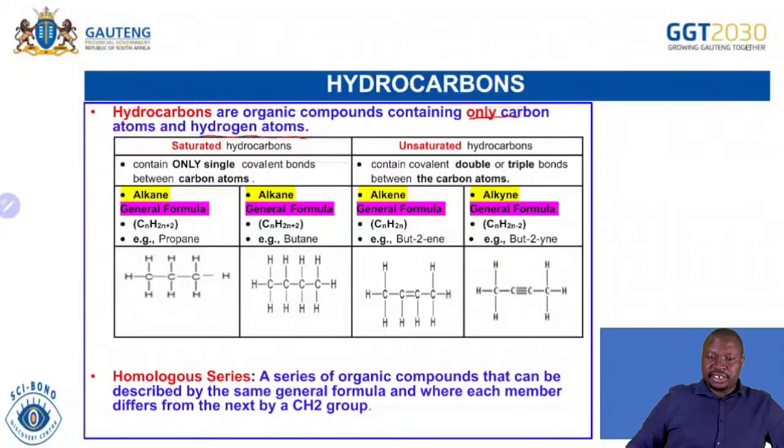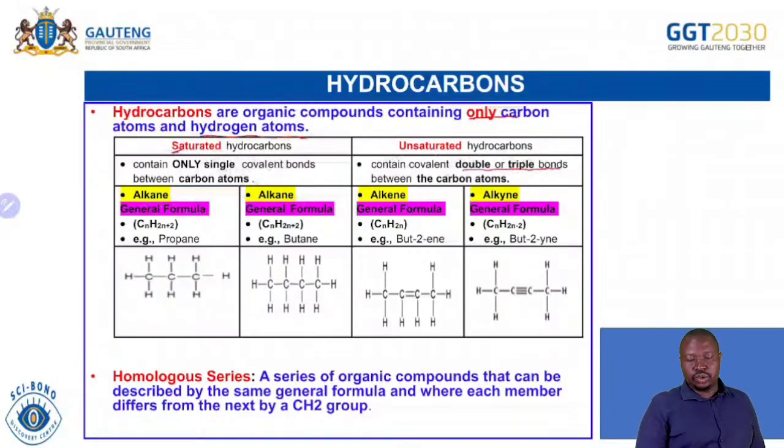We have shown that some of them can be saturated, and for saturated we're saying these are alkanes. What are saturated hydrocarbons? They contain only single covalent bonds between carbon atoms, and the unsaturated ones contain double or triple covalent bonds between the carbon atoms.